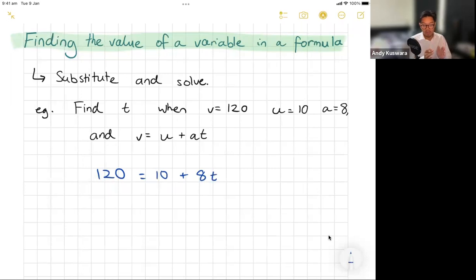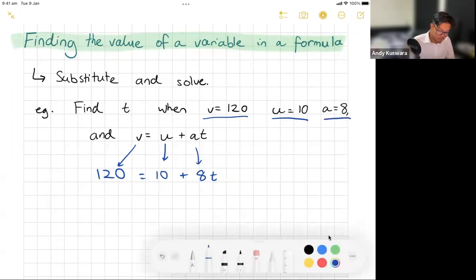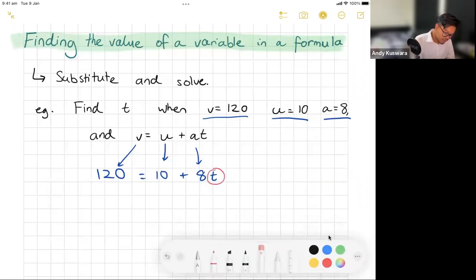Now I'm going to stop there and make sure that all of you can see where everything's coming from. I just replaced v with 120 because that's what I found there, u with 10 because that's what I found there, and a with 8 because that's what I found there. So it's given me all the information and I don't yet know t, so t is going to stay as my unknown. Hopefully that makes sense.